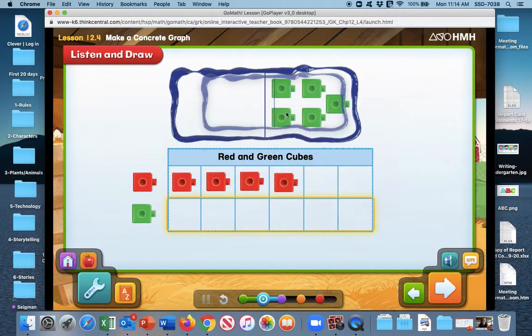See if it'll let me do it. Oh, I don't think so. Nope, it's not letting me move them.